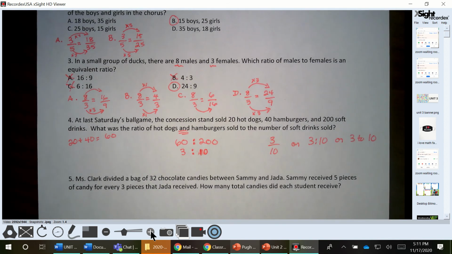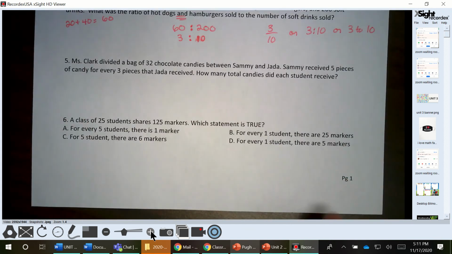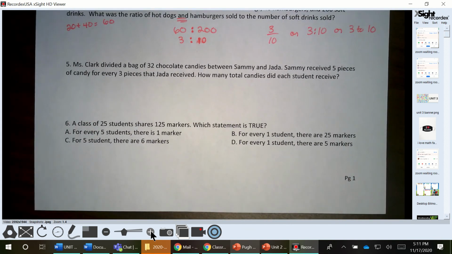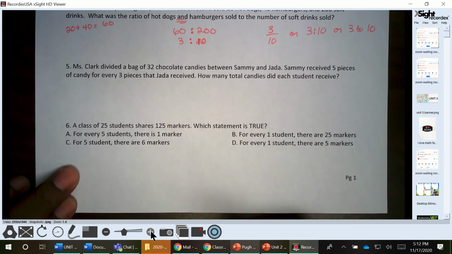All right, let's look at number 5. Number 5 says, Miss Clark divided a bag of 32 chocolate candies between Sammy and Jada. Sammy received 5 pieces of candy for every 3 pieces that Jada received. How many total candies did each student receive? So this one is a tape diagram problem. So I like to label first.